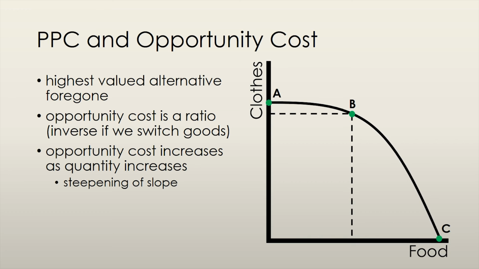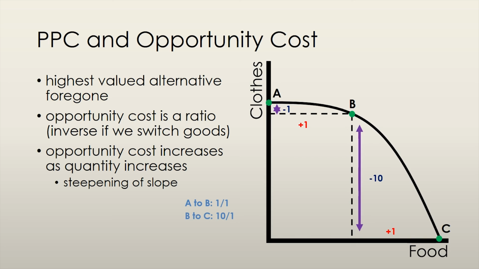Now to clear up any confusion, let's take a look at a concrete example. Let's say we start at point A and want to move to point B. Now we are producing one additional unit of food and one less unit of clothing. The opportunity cost, as we defined before, is the decrease in the quantity produced of one good divided by the increase in the quantity produced of the other good. So this would be equal to 1 over 1. The opportunity cost of producing 1 unit of food as we move from point A to point B is 1 unit of clothing. Now let's say that we move from point B to point C.